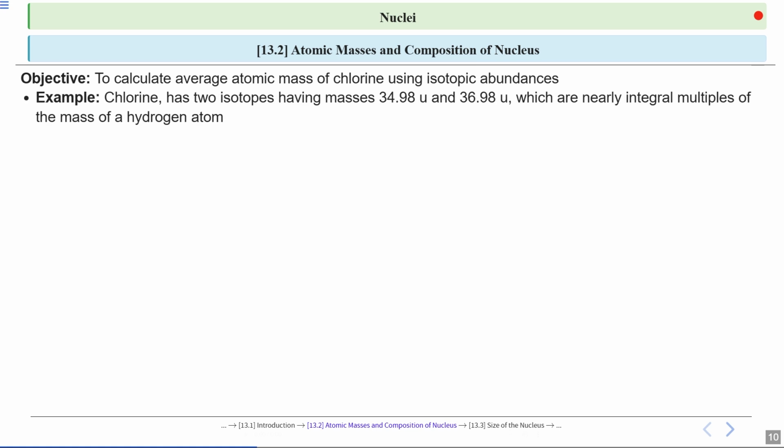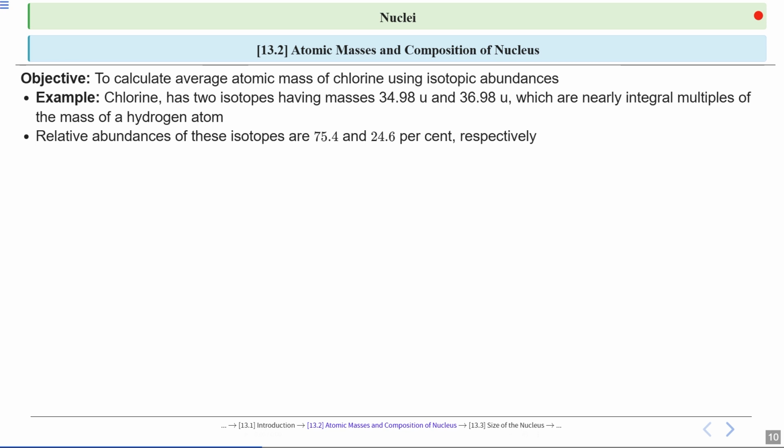First, let's look at chlorine itself. Chlorine has 2 main isotopes, which are atoms of the same element with different numbers of neutrons. The masses of these isotopes are 34.98 atomic mass units and 36.98 atomic mass units. Notice that these values are close to whole numbers and they are nearly multiples of the mass of a hydrogen atom, which is about 1 atomic mass unit.